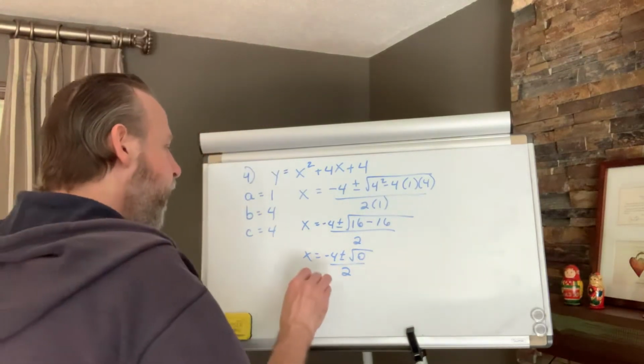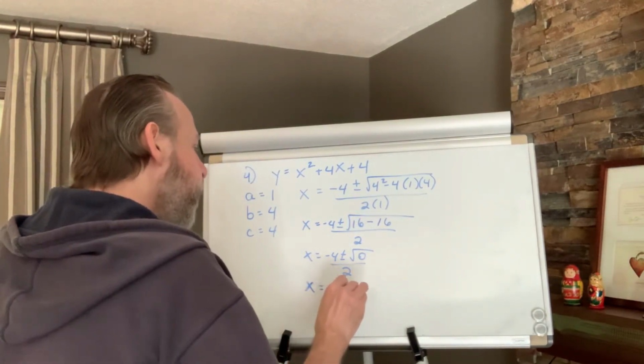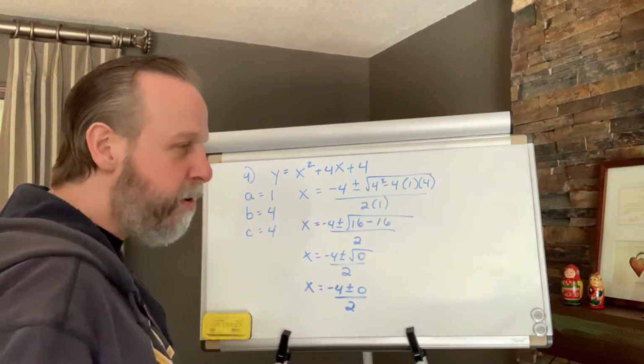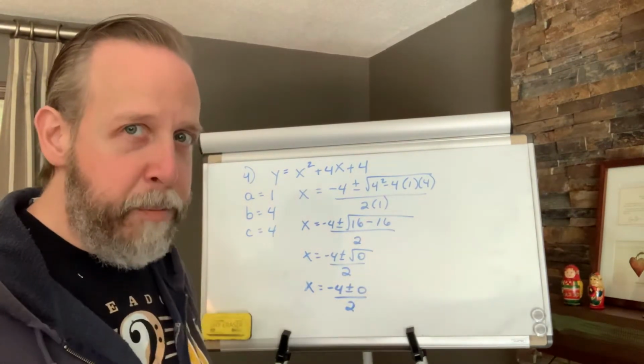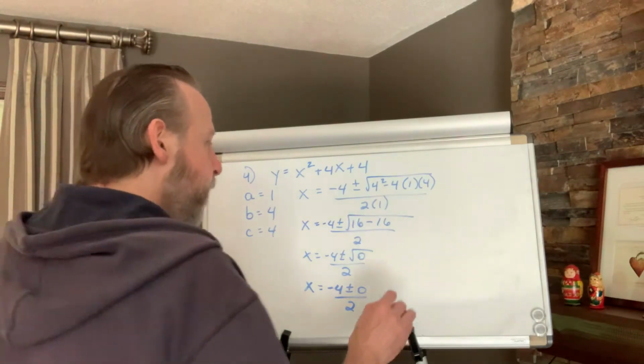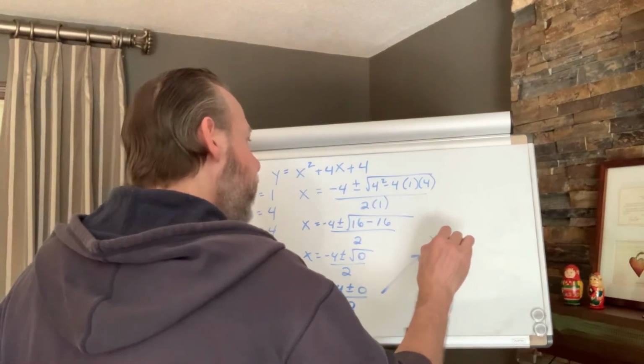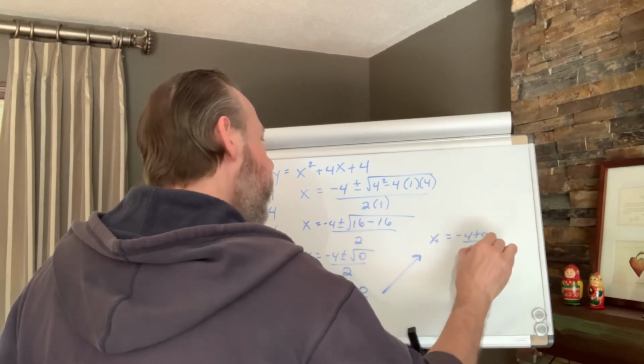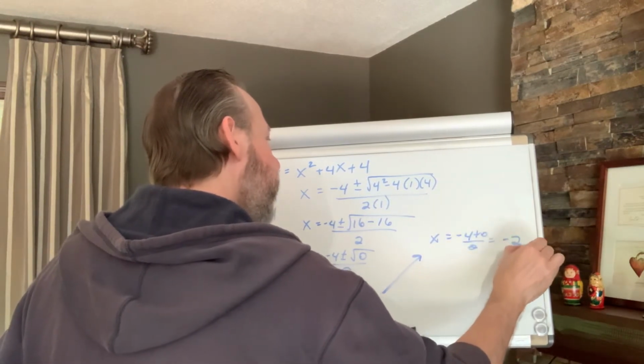Here's the reason why again. The square root of 0 is 0. And negative 4 plus 0, and negative 4 minus 0, doesn't change the negative 4. But I'm going to make my two solutions. We'll do x equals negative 4 plus 0 over 2, and that's negative 2.